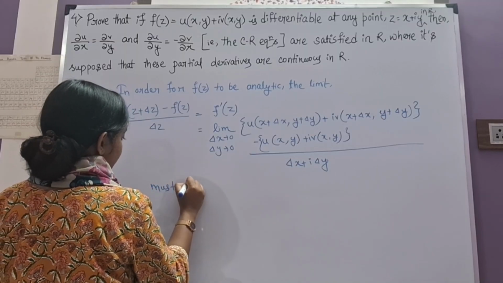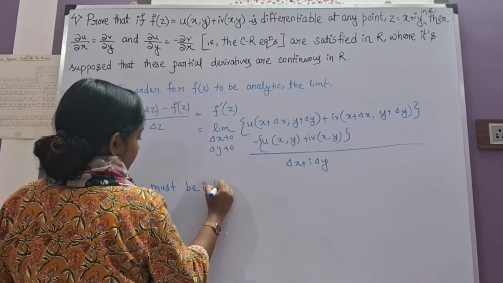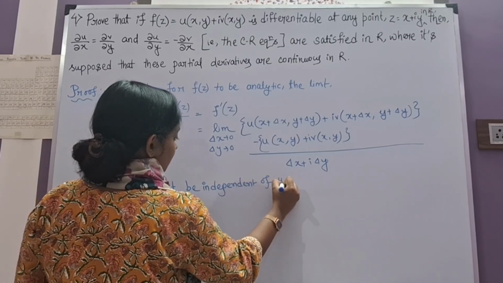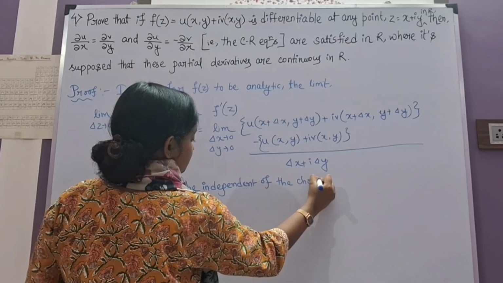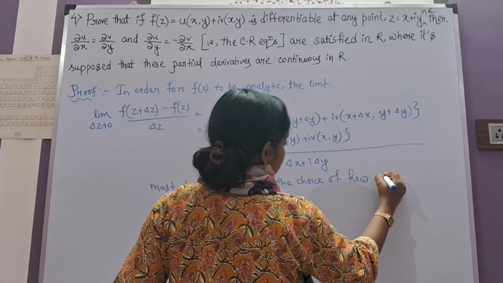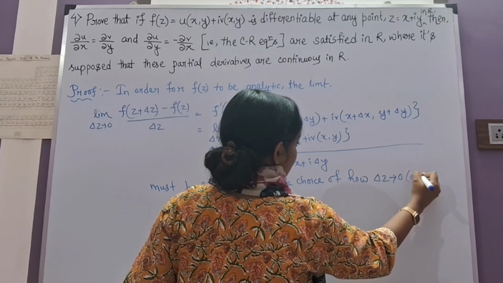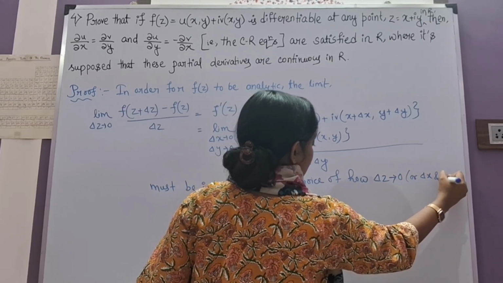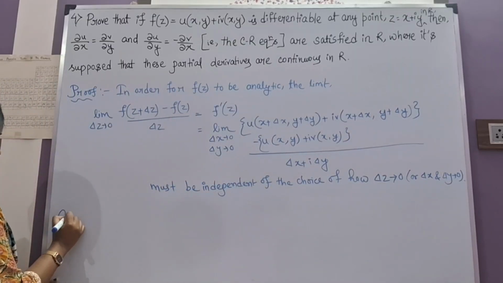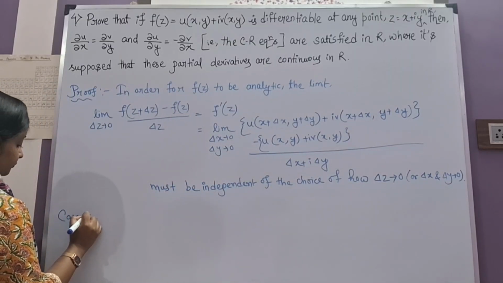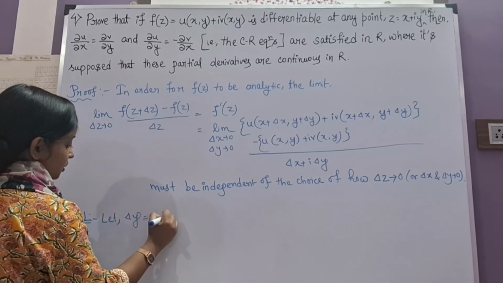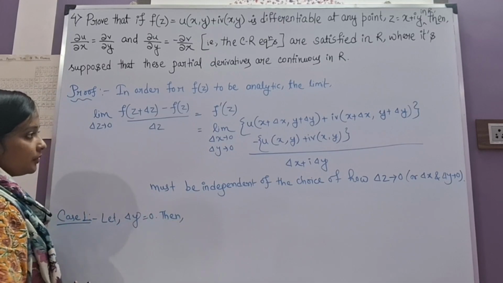This must be independent of the choice of how delta z approaches 0, or how delta x and delta y approach 0. Now in case 1, we are going to assume that delta y equals 0. Then what will happen?